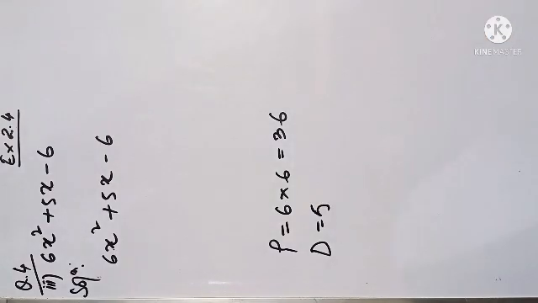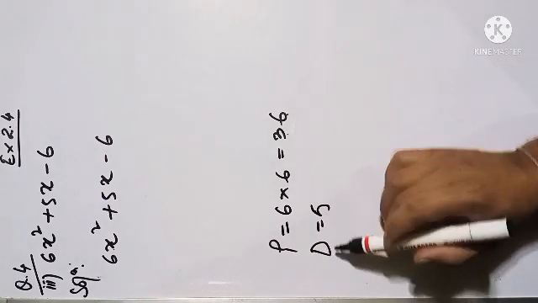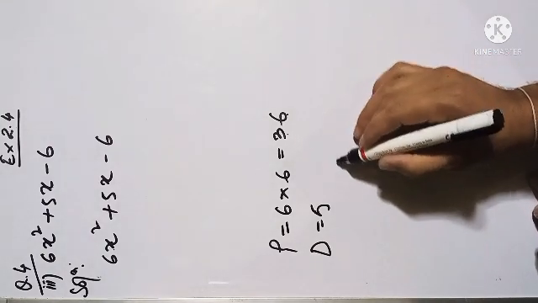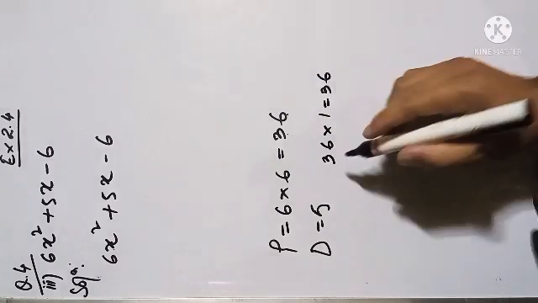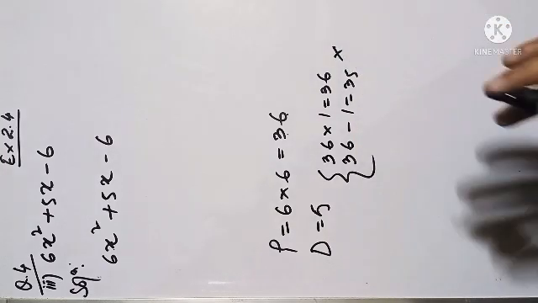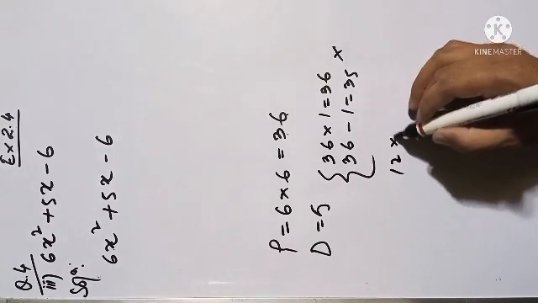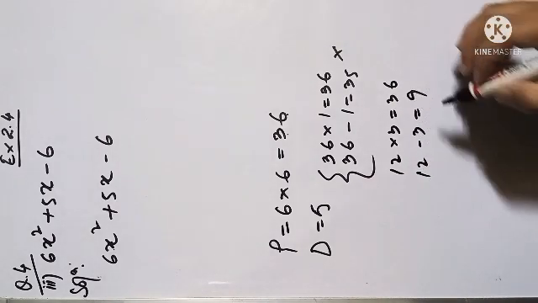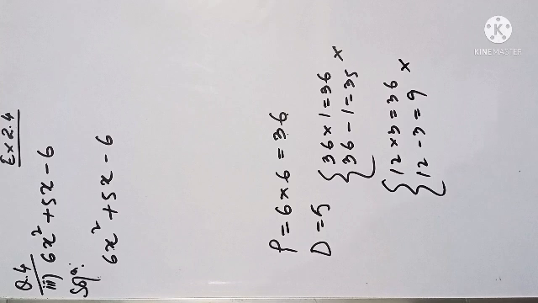Okay, how are we going to find the two numbers? When we multiply, we are supposed to get 36, but when we subtract, we are supposed to get 5. Okay, 36. Let's see. 36 into 1 is 36. But 36 minus 1 is 35. This is invalid because we want to get 5 when we subtract. Like that, I'll take here 12 into 3 is 36. 12 minus 3 is 9.